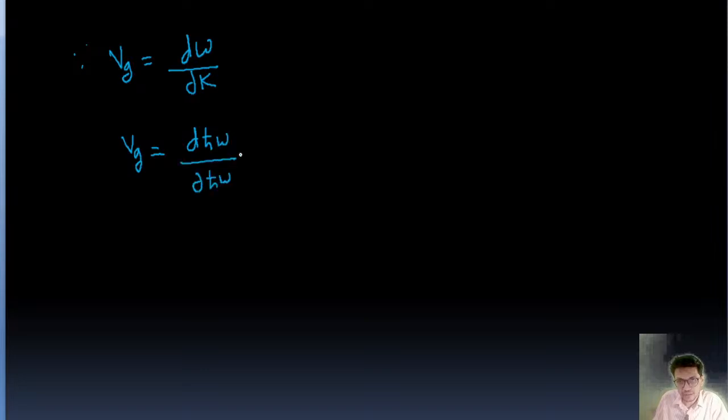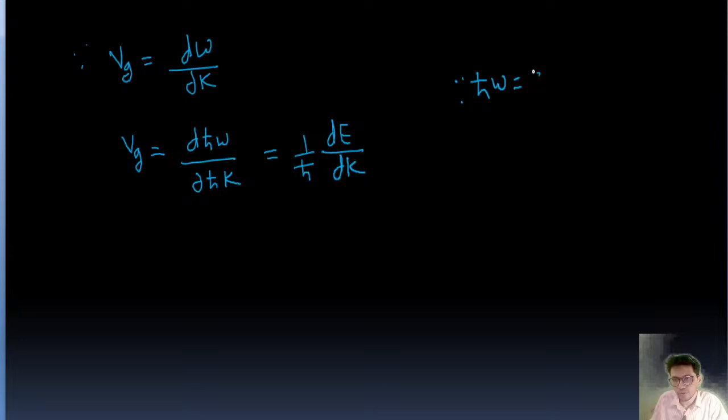So guys, we know that Vg, the group velocity, is d omega upon dk, right? Or we can do one thing. We can multiply and divide by h cut. Since h cut omega is E, Vg is 1 upon h cut times del E over del k, right? This is the Vg since h cut omega equals E.